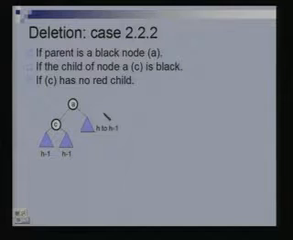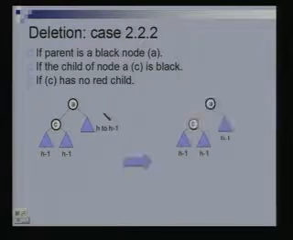राइट, नाउ व्हाट डू वी हैव टू डू? C को रेड कर दिया. राइट, तो अब क्या हो गया? ब्लैक डेप्थ सबका कितना हो गया? h minus 1 plus 1 h. पहले क्या था? h plus 1 था, घट गया, पहली बार ऐसा हुआ.